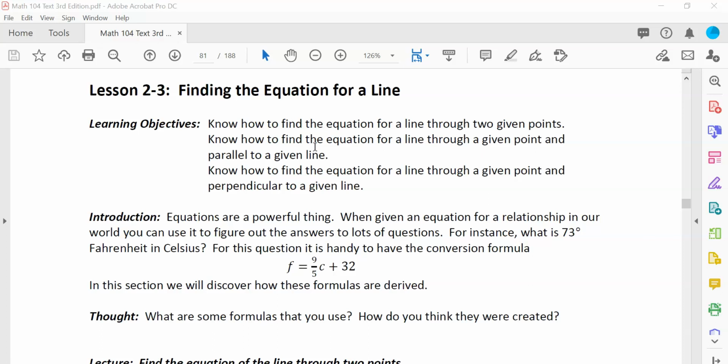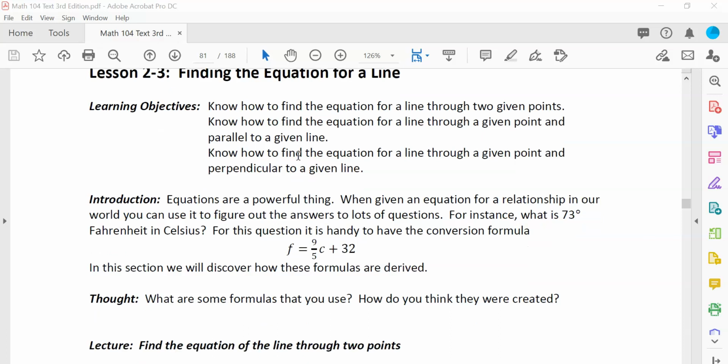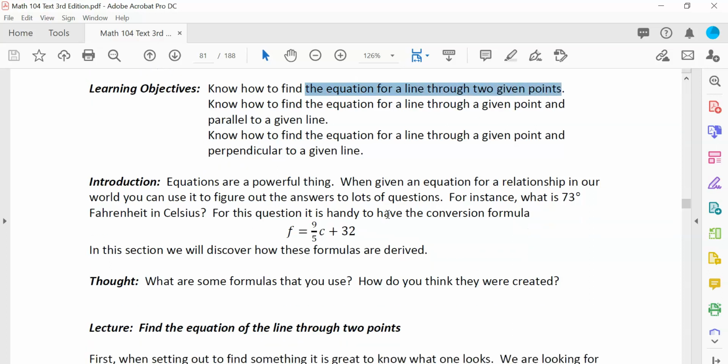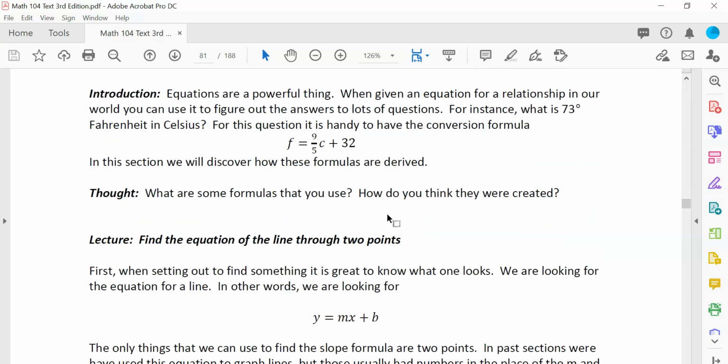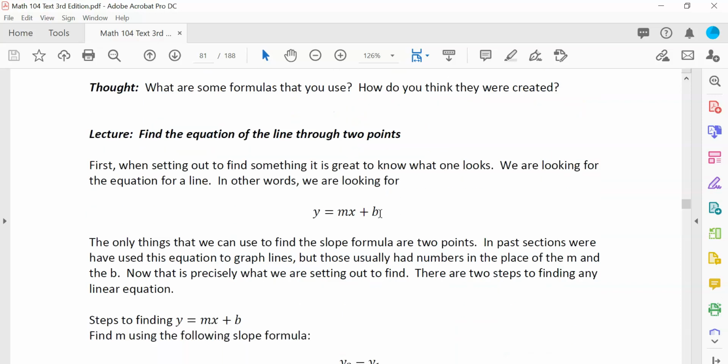All right, so in this lesson, 2-3, now that we know how to find the equation of a line given a slope and through a point, we're going to find the equation of a line through two given points. So here's the deal. In the first video, we were just given the slope. Well, how else can we find this slope? How else can we find m?